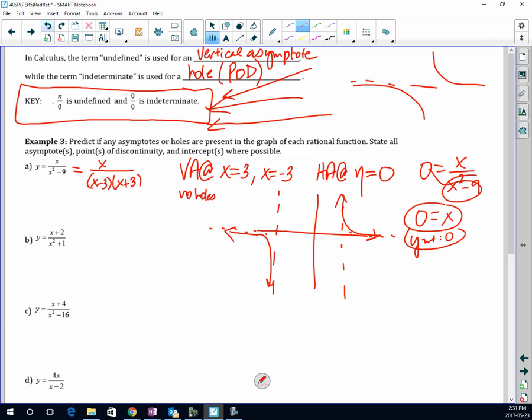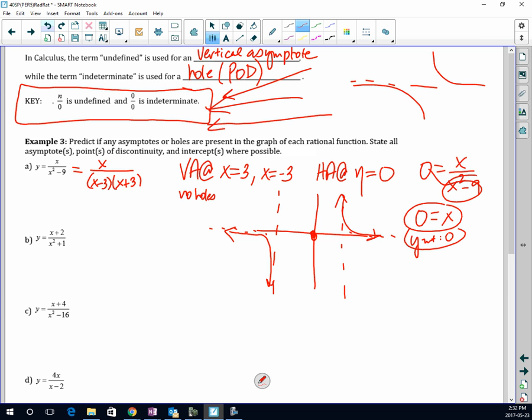Okay. I also know another coordinate. It's going through 0, 0, because my x and y intercept is 0, 0. So what happens in this middle part? I don't know. So let's pick another point. It could go like this. It could go like this. It could also come up to that point and come back down. I don't know. I need to figure it out.